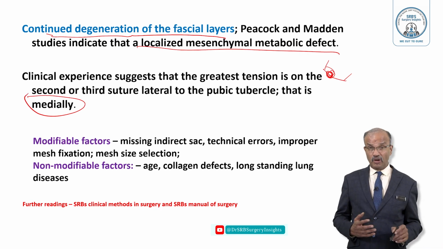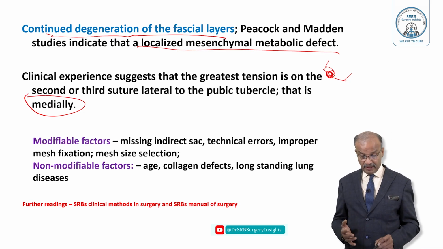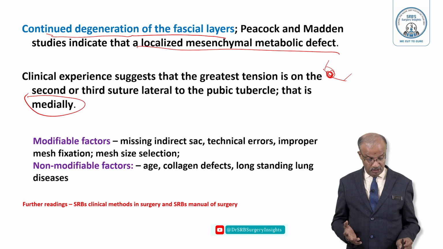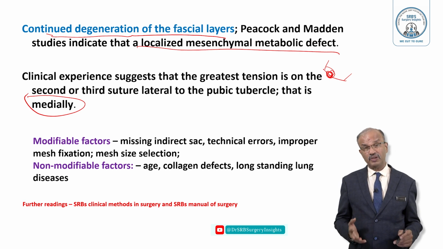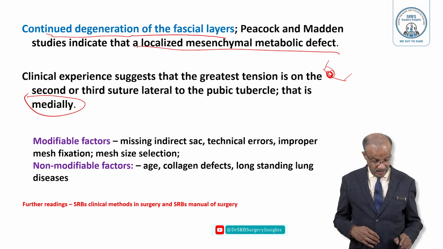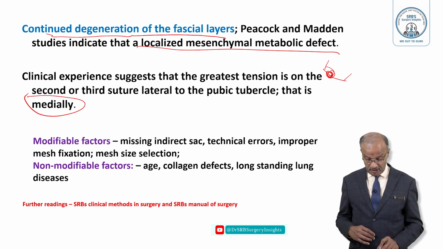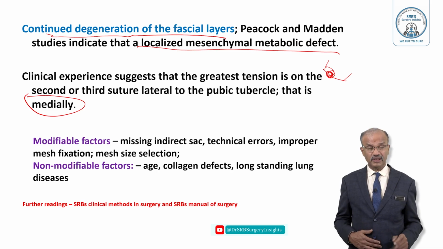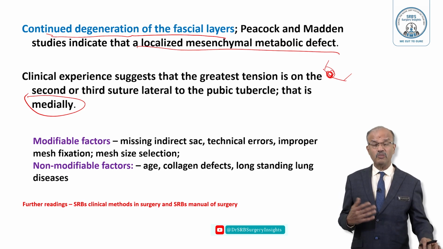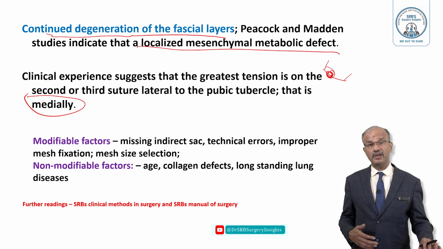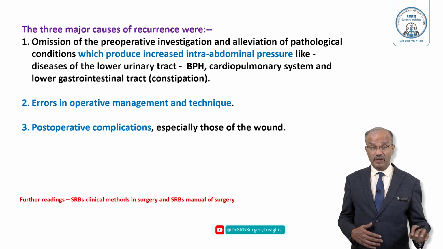The modifiable factors are missing an indirect sac, technical errors, and improper mesh size selection. You can correct these properly. Non-modifiable factors are age, collagen defects, and long-standing lung disease. These are difficult to treat. We cannot modify them; they tend to happen. They are not in our hands.